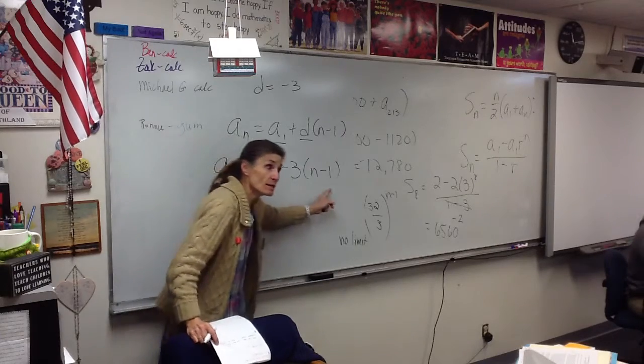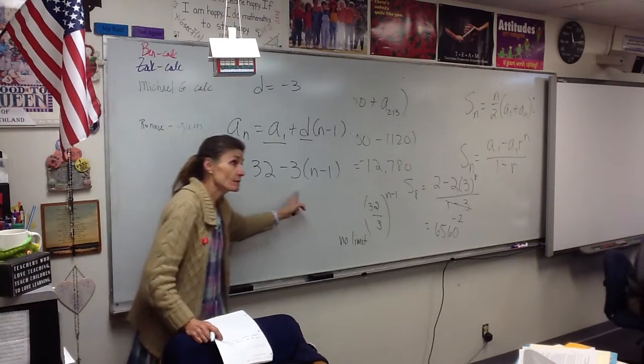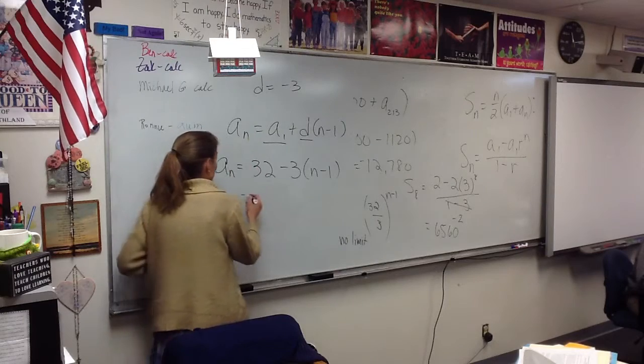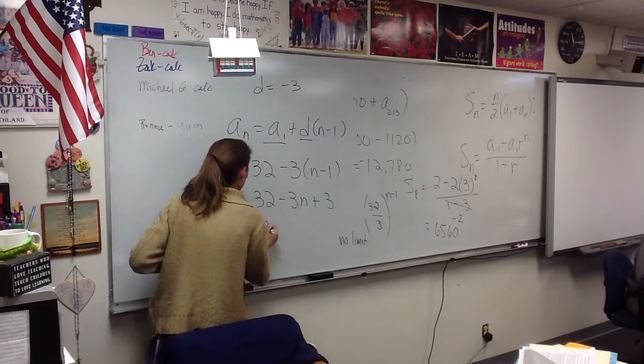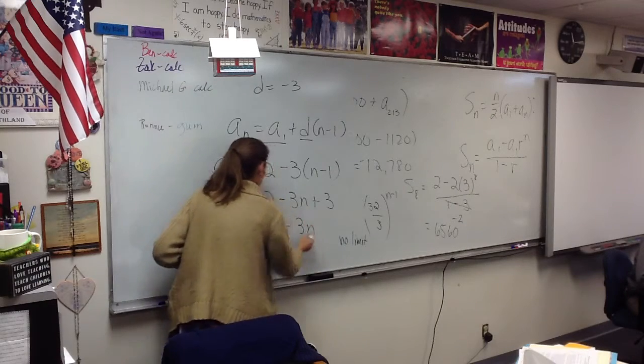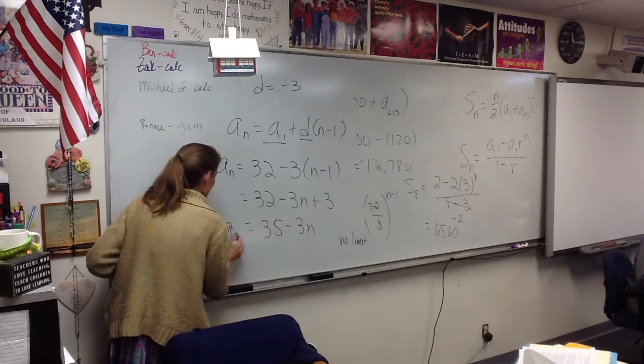And then remember what I told you about this? What do we need to do? Simplify. We need to distribute and collect like terms. And here is your answer.